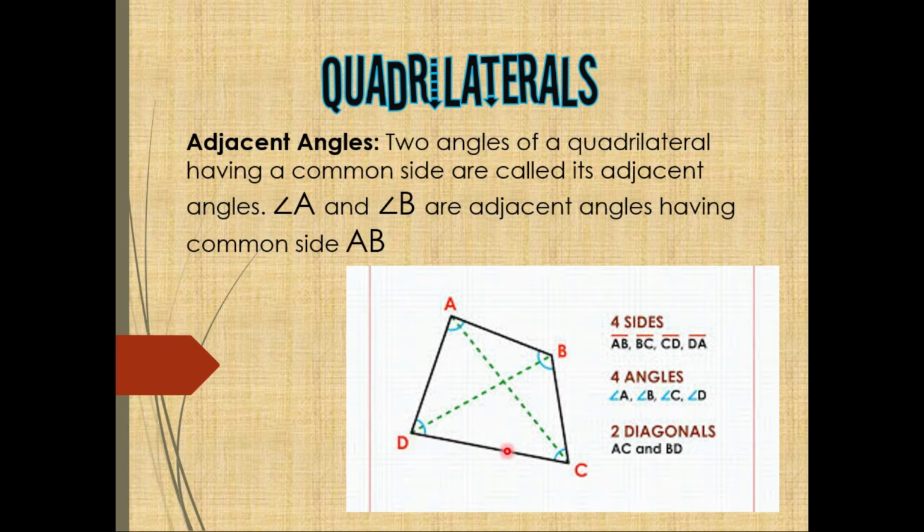Similarly, DC is a common side between angle D and angle C, so angle D and angle C are said to be adjacent angles. Whenever we hear this word adjacent, it means it should have something common. If we are talking about adjacent angles, they should have a common side between them. And when we are talking about adjacent sides, they should have a common angle between them. Okay, now let us move to the next part.